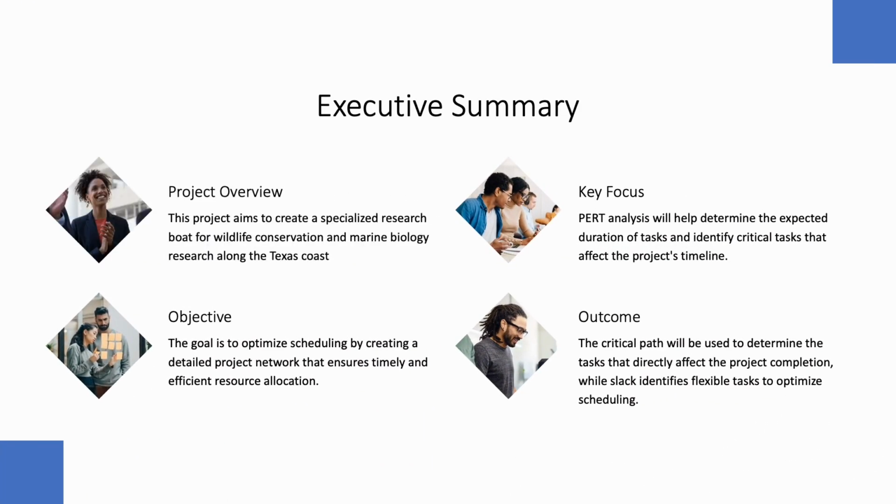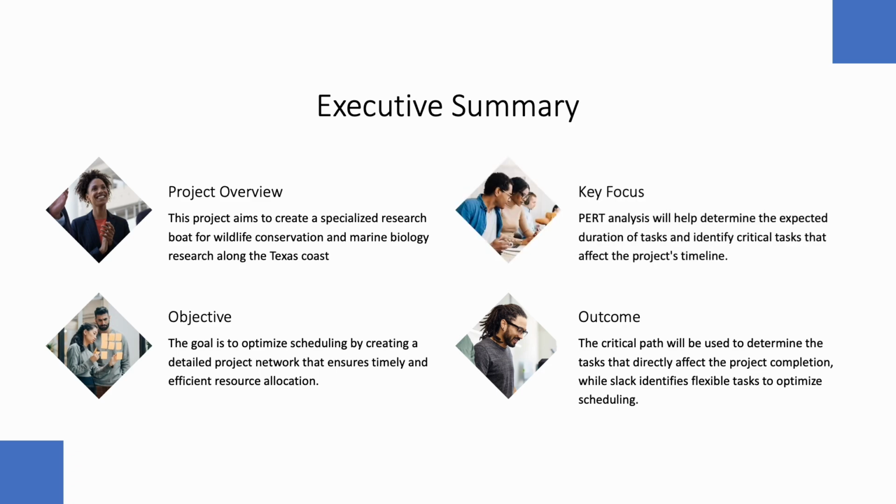Let's now dive into the executive summary of our project. We are going to break down the key points of the Texas Wildlife Research Boat Project. First, the project overview, which outlines that this project aims to create a specialized research boat for wildlife conservation and marine biology research along the Texas coast. Our objective is to optimize scheduling by creating a detailed project network. This network will ensure the project is completed in a timely and efficient manner, balancing all resource allocation.